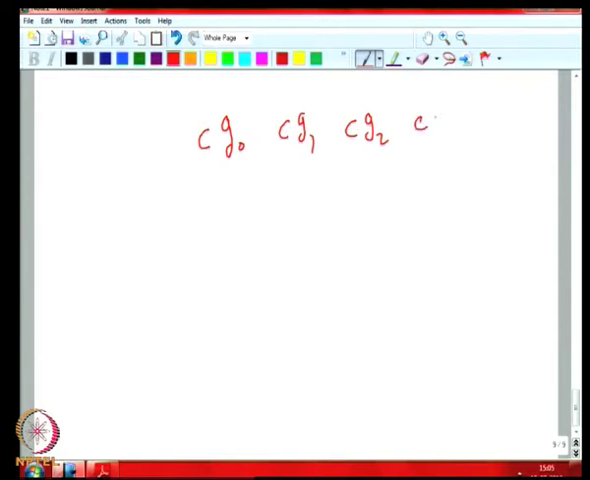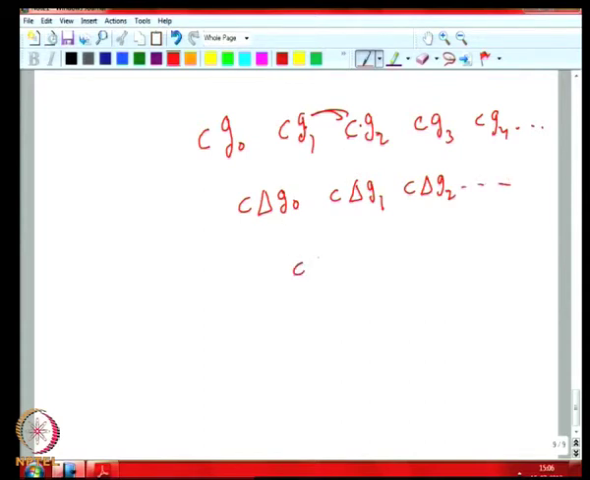So, this is the new sequence, C times G3, C times G4 and so on. Now, if you take the difference, if I consider C G1 minus C G0, this is C into G1 minus G0 only, which is actually C times delta of G0. Similarly, C into delta of G1, this will be C into delta of G2 and so on. When you take the difference here, this is C into delta square of G0, this is C into delta square of G1 and so on.